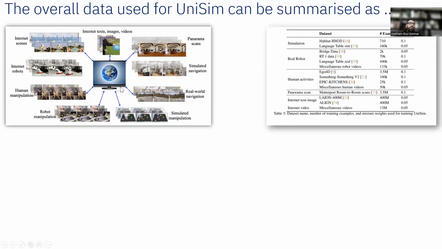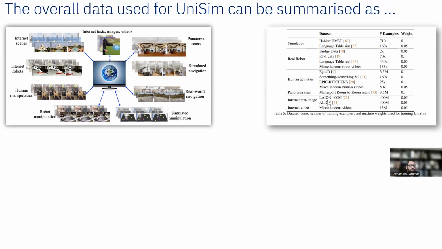Now, that's the figure from their paper, where they say, okay, this is the Unisim model, which can ingest different types of data. As we said, it can ingest internet text, images, and videos. It can ingest robot videos, human manipulation, robot manipulation videos, simulated manipulation, navigation, simulated navigation, and panorama scans. And all you need to do is make sure that you unify the actions in order to be able to embed them with a T5 model.